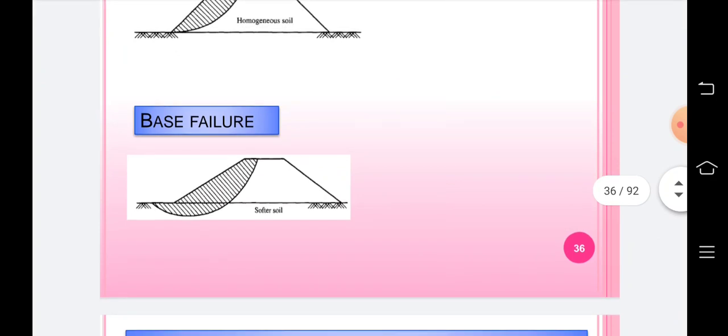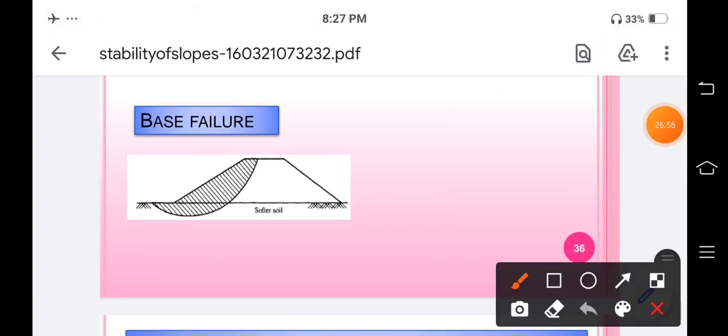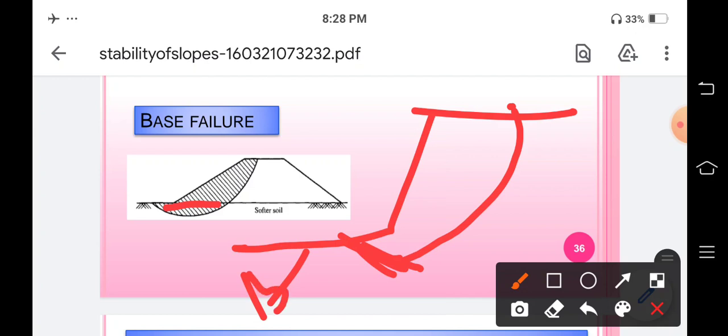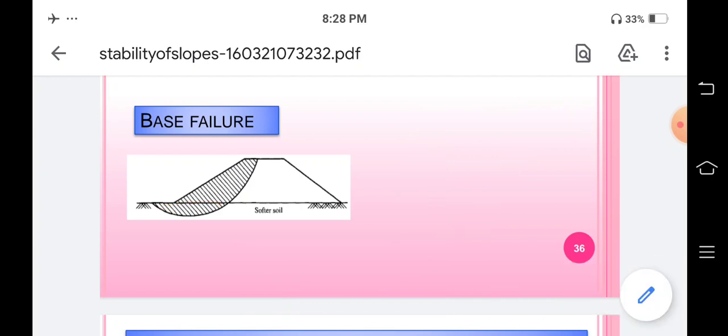Okay, the next one is the base failure. This base failure will occur when the failure plane is passing below the toe, through the base. So this is your baseline. If you plot this failure plane, it passes below the toe at the base. This is your base failure plane, which passes through the base. This kind of failure occurs when the lower part is weaker than the upper part.